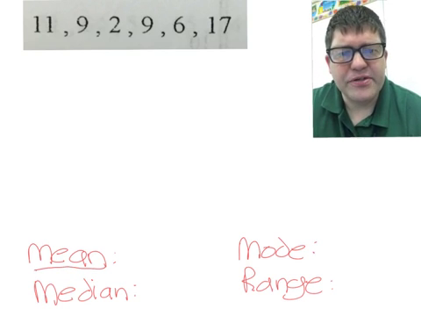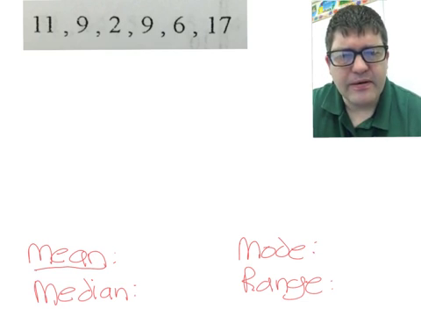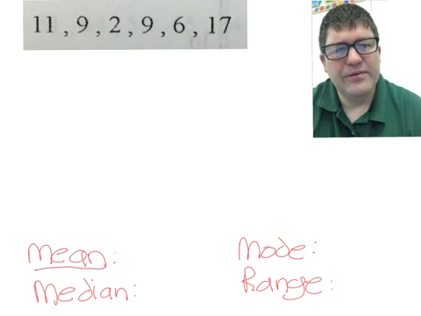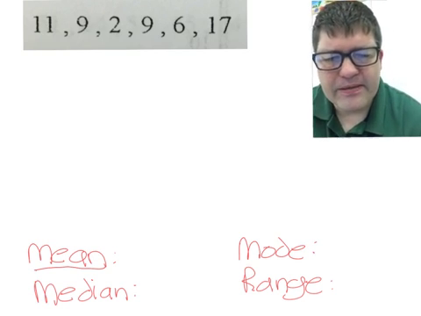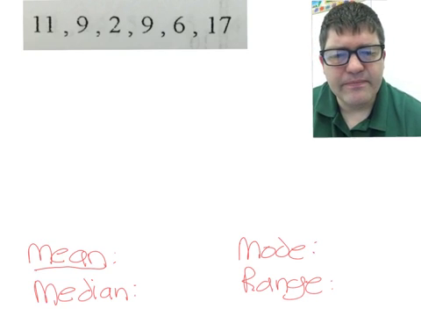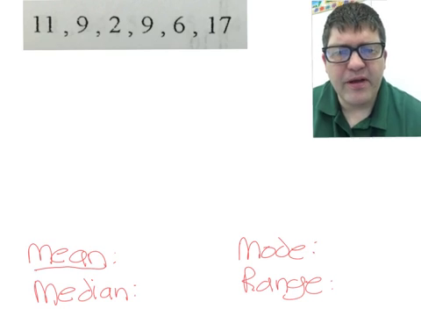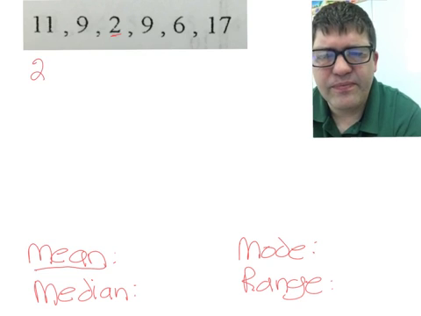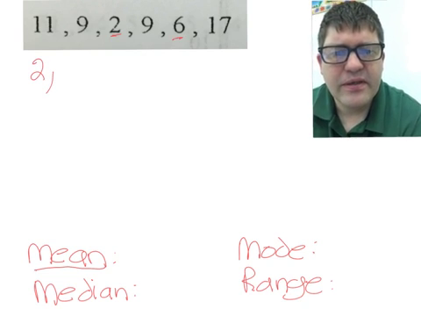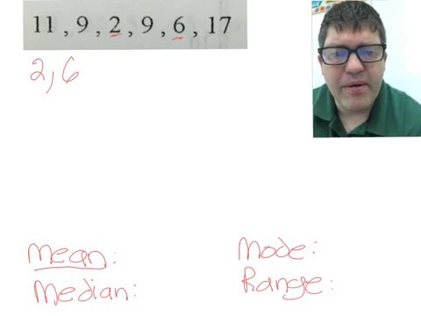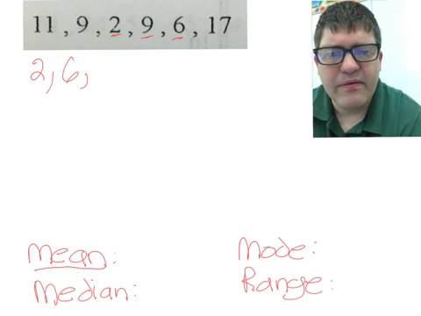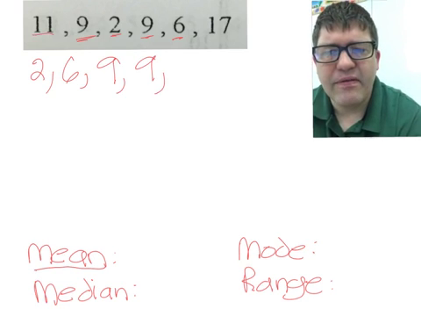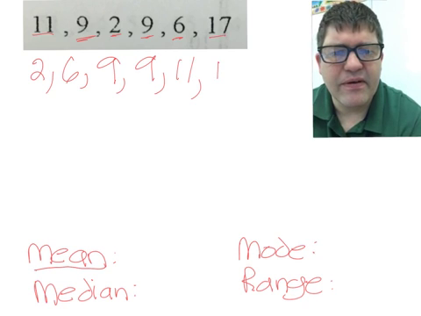Mean is also average. This is the only one where you don't really need to put them in order. But just to remind myself that I need all of them, something that will be helpful, I'm going to put them in order. I'm going to start with the smallest, which is 2, and then I'm going to get bigger. 2, then I have a 6, and by underlining them, I know I've used them. I have a 9 and a 9, so I have to do 2 9s. Okay, and then I have 11, and then I have a 17.